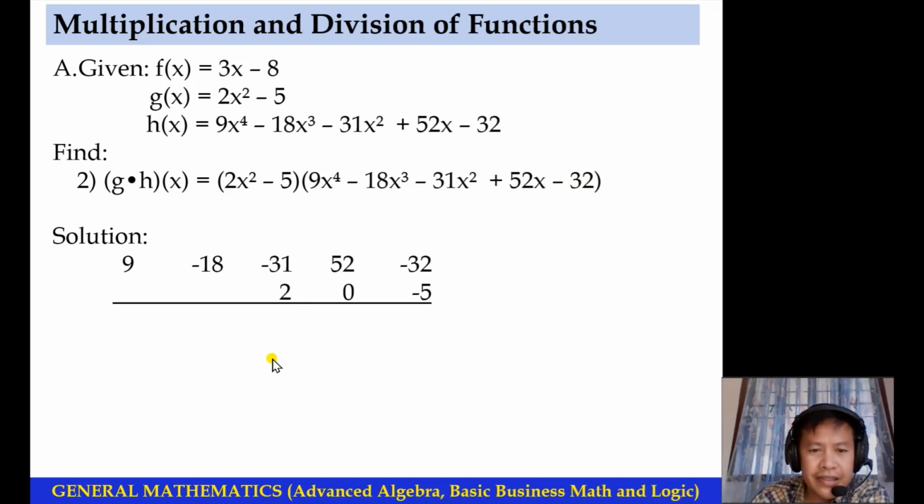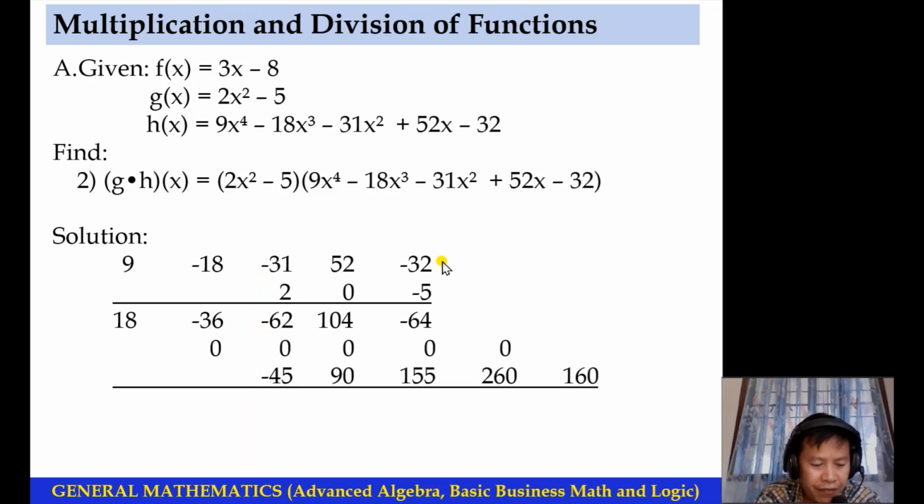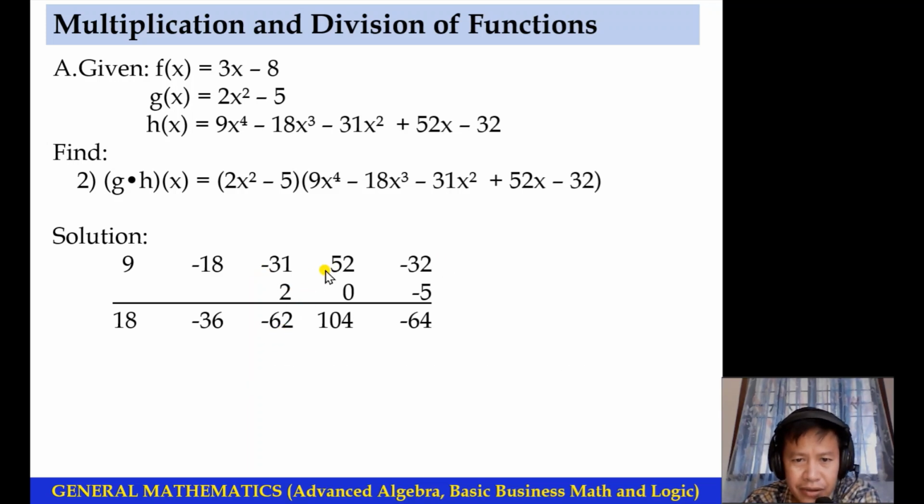Now, same thing that you are going to do. 9 times 2 is equal to 18. Then 2 times 18 is 36, and that is negative because negative times positive is negative. Negative 31 times 2, negative 62. Then 2 times 52 is equal to 104. Then 2 times negative 32 is equal to negative 64. Then you have 0 because 0 times 9 is 0. 0 times negative 18 is equal to 0. This is it. Did you understand? 0, 0, that will give you a product of 0, the product of 0 also, and so with this. 0 times negative 32 is equal to 0.